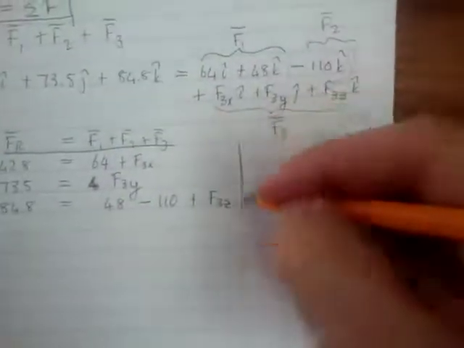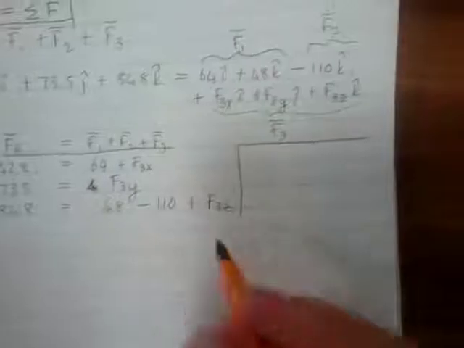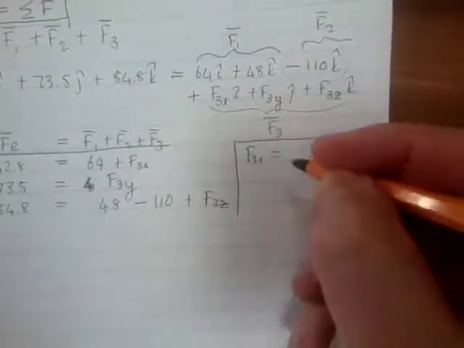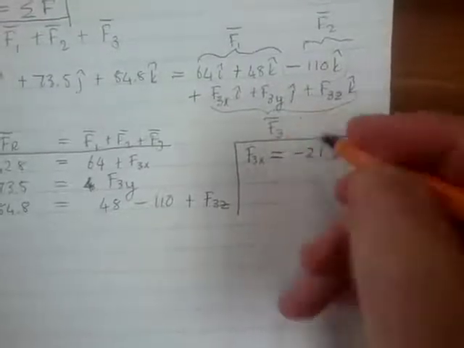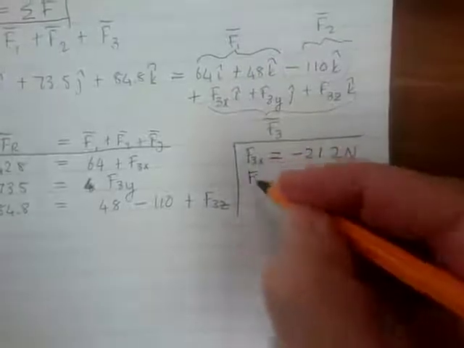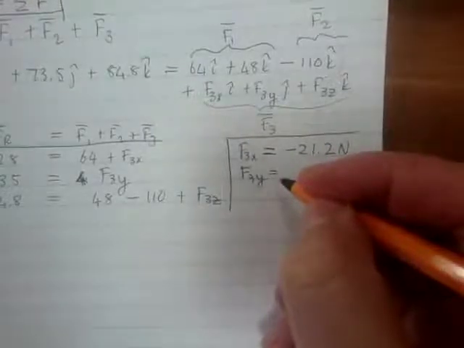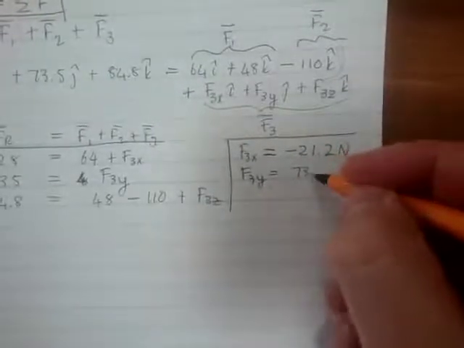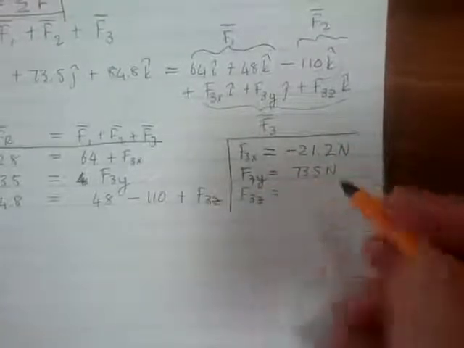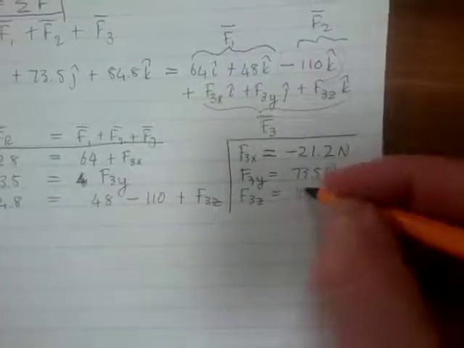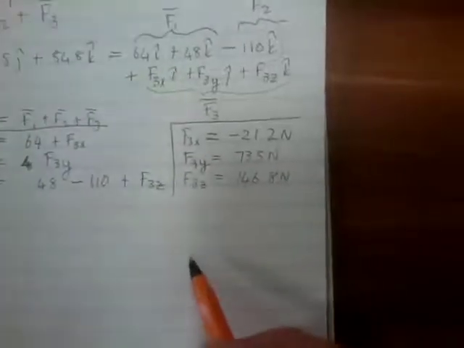Now let's solve for those three, because we're going to solve for F3x, F3y, and F3z. F3x equals minus 21,2 Newton. I'll make a comment on that specifically in a moment. F3y is equal to 73,5 Newton, and F3z is equal to 146,8 Newton. All right, so we've got these three.